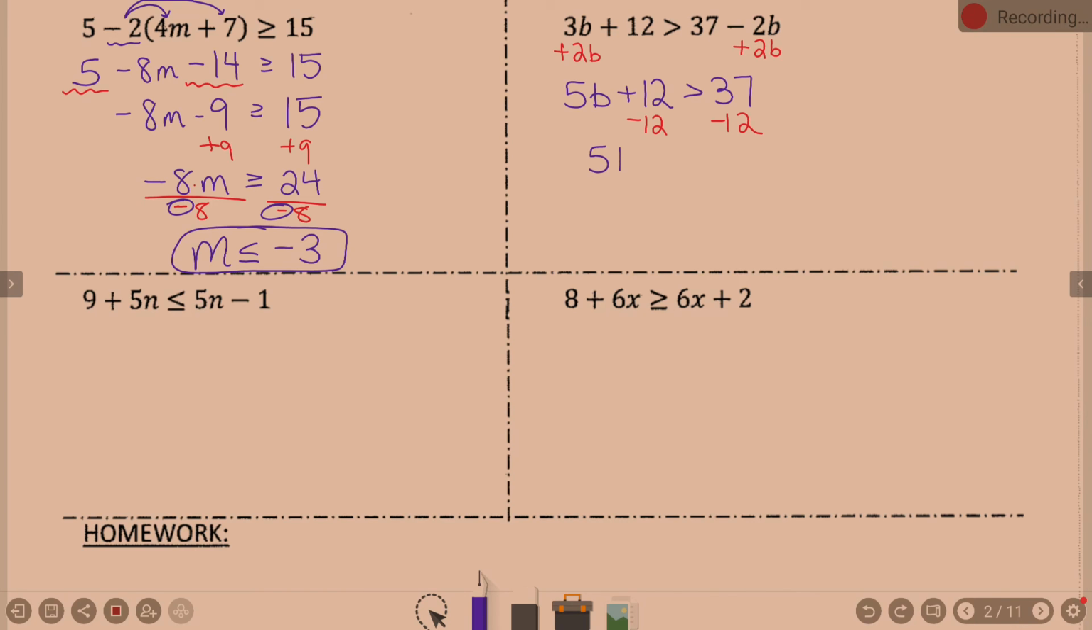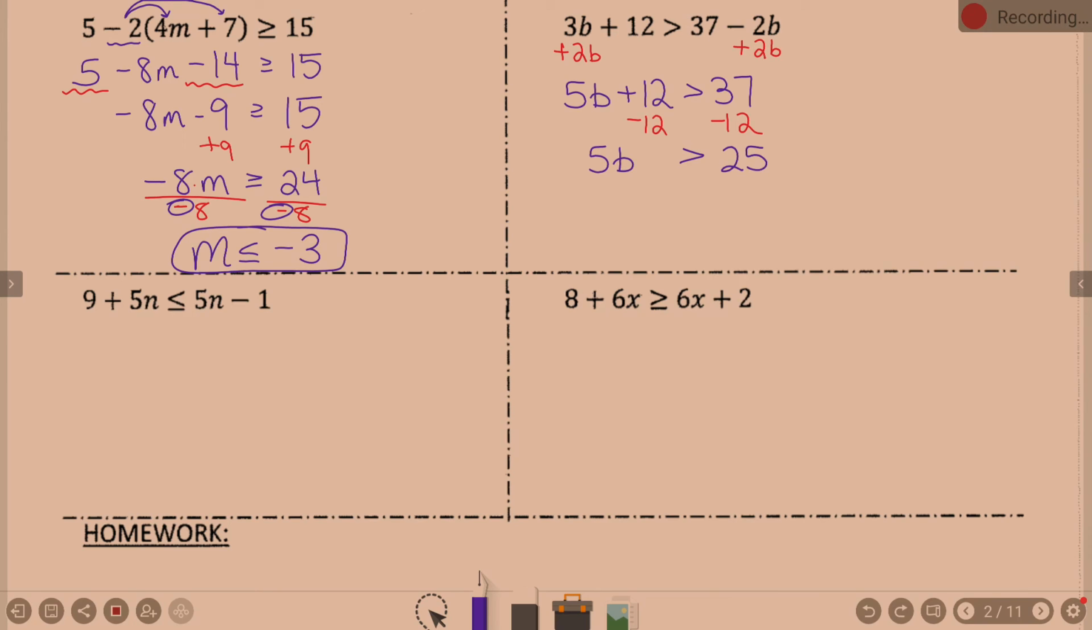Subtract 12. Carry down the 5b. 5b. 12 minus 12, 0. Hold on, I've got to finish. Carry down my greater than. 37 minus 12 is 25.